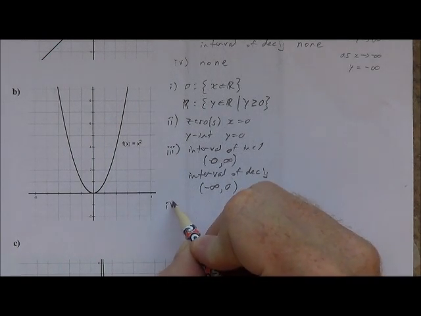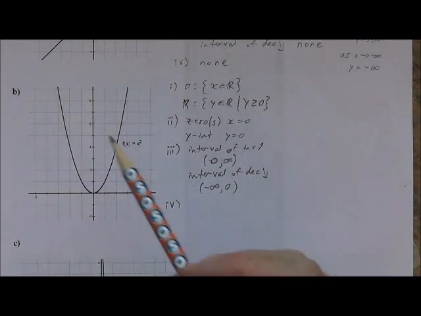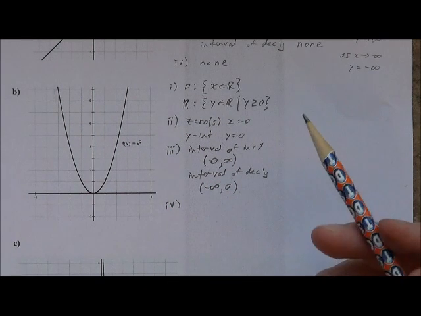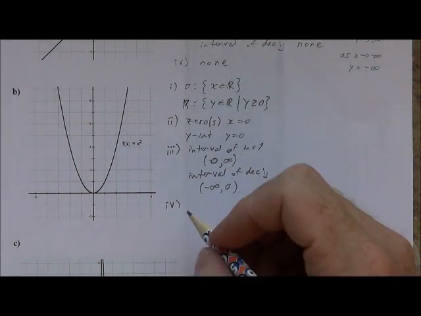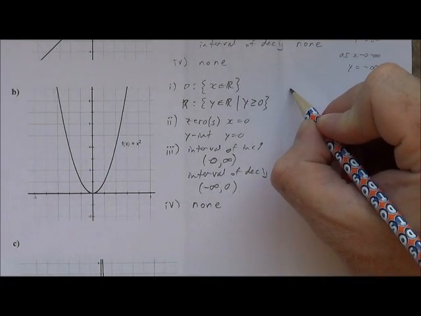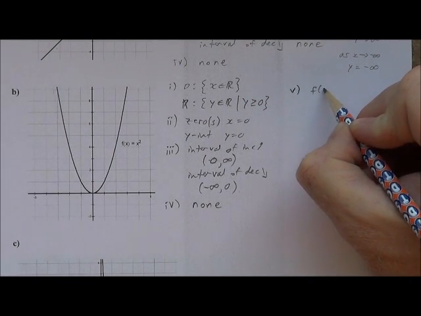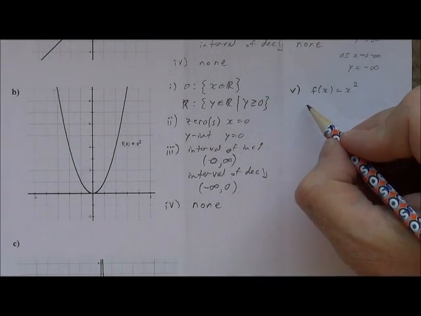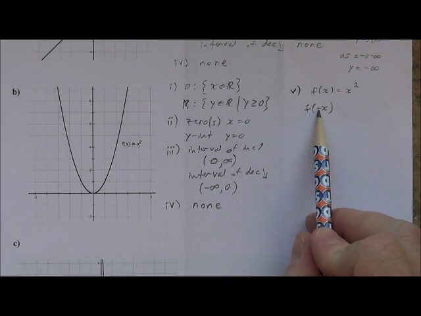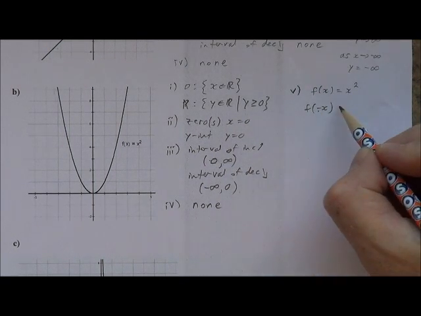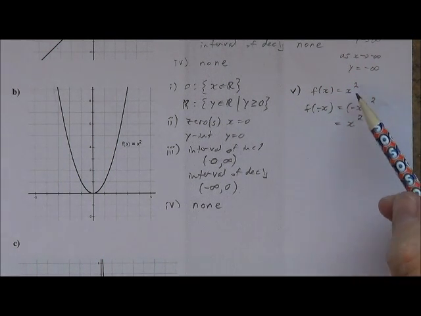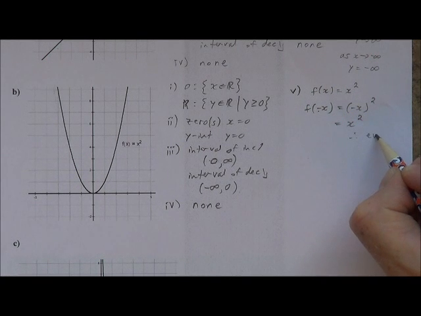For part 4, which is the discontinuities and asymptotes, we take a look here. The graph is not approaching any horizontal asymptote, there are no vertical asymptotes, nor any breaks or discontinuities, so there are none in this case. Part 5, symmetry. Well, we can take a look again, f of x equals x squared, so we first put in a horizontal reflection in the y-axis. So that's negative x all squared, and we simplify that, we get x squared, which is the same as the original, therefore it has even symmetry.